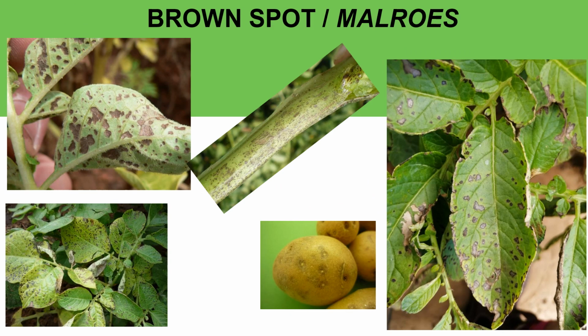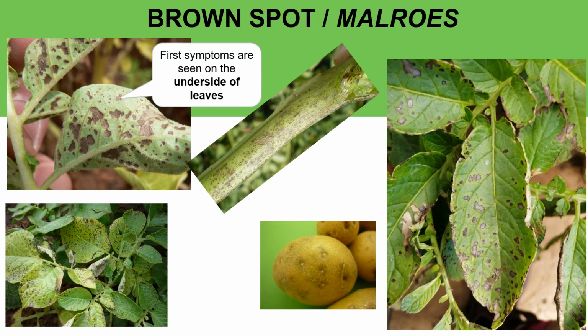When we look at brown spot or mulrus, on the other hand, the lesions characteristically are first seen on the underside of the leaves. So one often misses the very first stages of infection if you don't turn the leaves over and check the underside of the leaves, because these small lesions start there, and by the time we can see them on the upper surface of the leaves, the infection is quite far advanced already.